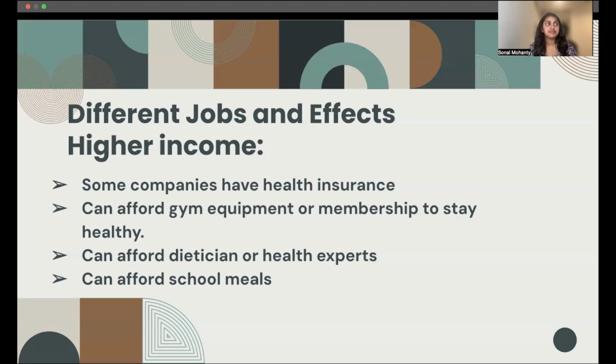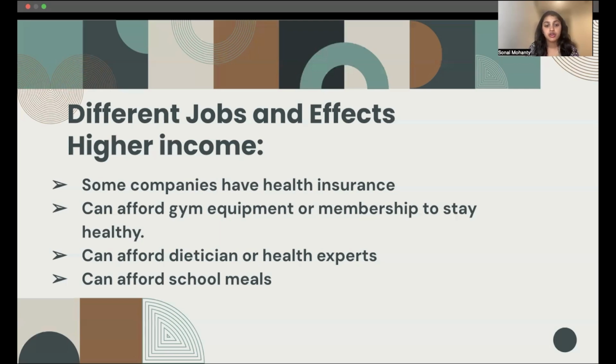Let's say lower income and higher income people may be eating the exact same thing. Let's say they're both eating lots and lots of fast food, but the difference is maybe the higher income earning person may be able to go to the gym and work off as much as they can, or just stay in a healthier shape because they have that.